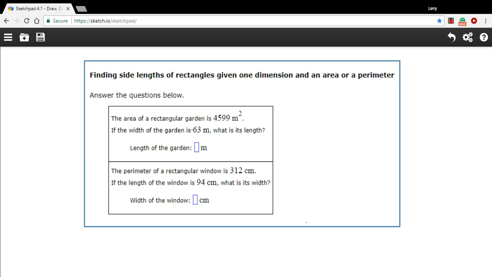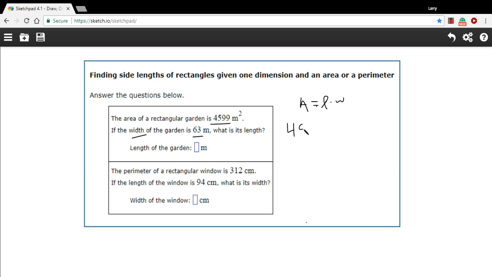It says, the area of a rectangular garden is 4,599 meters squared. If the width of the garden is 63, what is the length? So we know the formula for the area of a rectangle is the length times the width. So what I'm going to do is just plug all these values in.